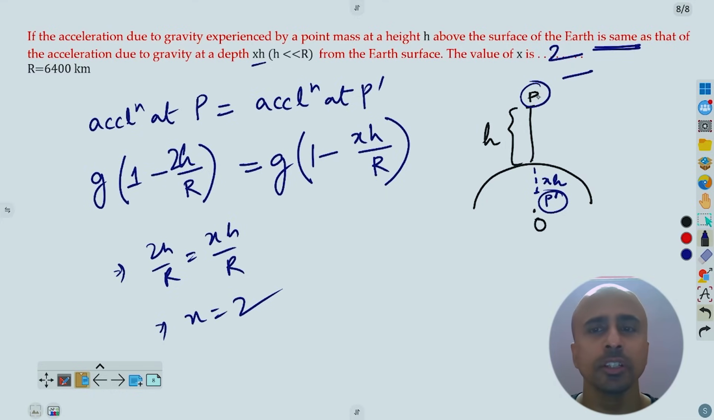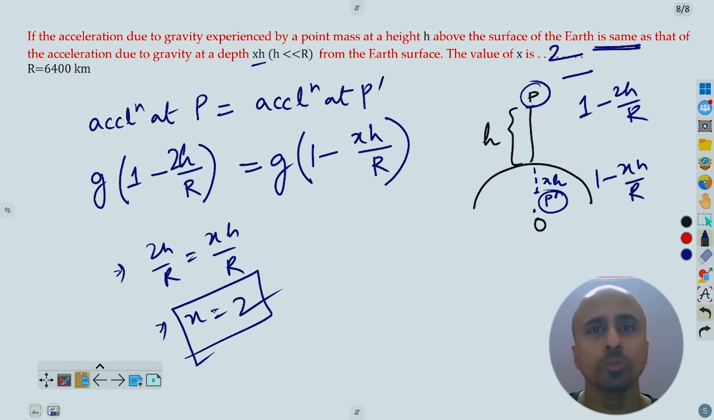What is the gravitational acceleration at P? It is 1 minus 2h by r. What is the gravitational acceleration at xh depth? It is 1 minus xh by r. So I just simply equate these, and from here we obtain x equal to 2. Yes, it is a standard formula actually.